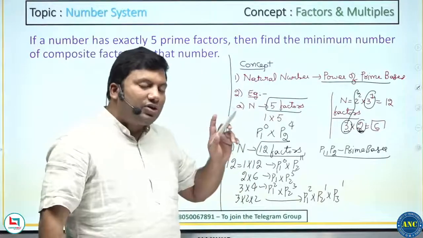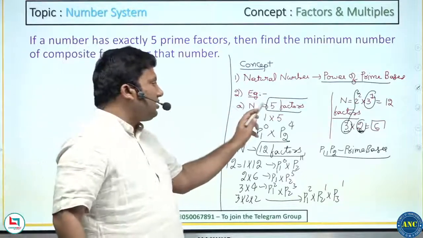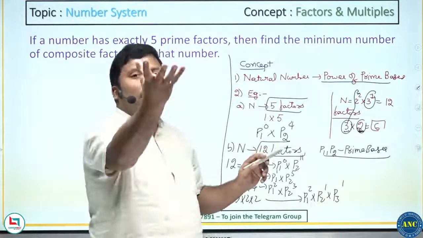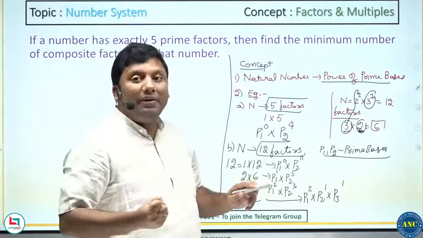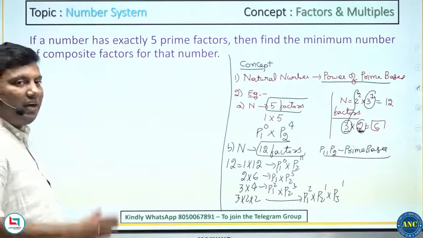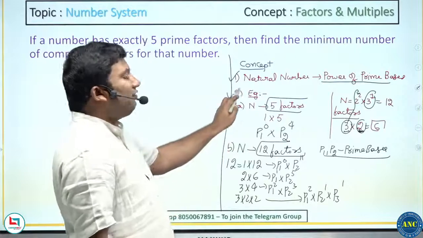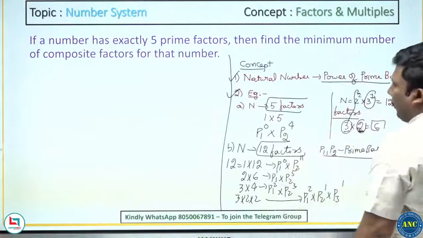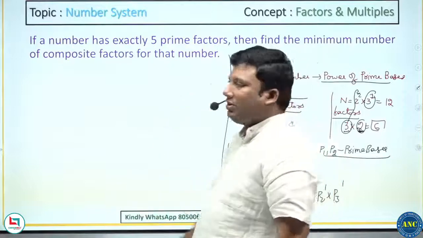Every natural number can be written as a power of prime bases. So if it is 5 factors, 1 into 5, for number of factors 1, power should be 0. For number of factors 5, power will be 4. Why? Because 0 to 4 it is 5. If the number of factors is given in the question, how to write down the number as a power of prime bases? Once we do 2 to 3 problems, you will be quite familiar with the approach.